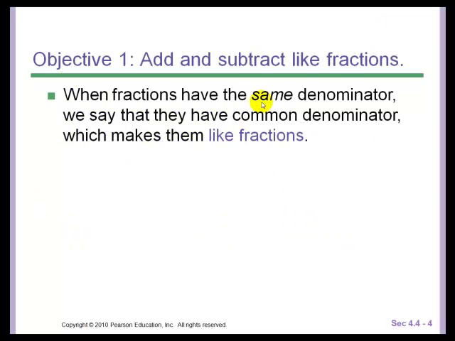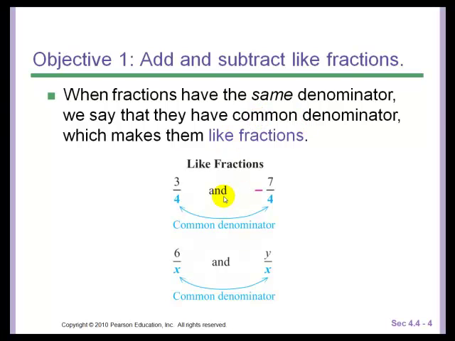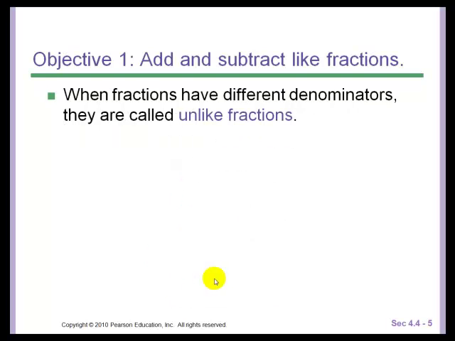When fractions have the same denominator, we say that they have common denominators, which makes them like fractions. Here are two examples of like fractions. 3/4 and -7/4 have a common denominator. 6 over x and y over x also have a common denominator. These are like fractions, and these are like fractions.